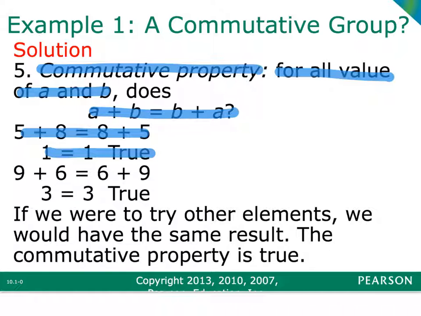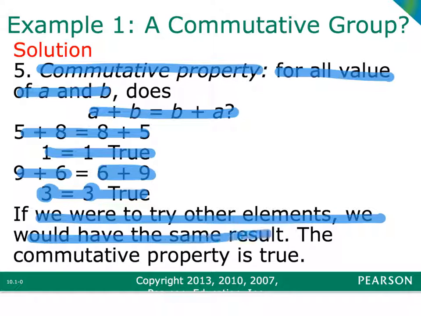That's true. Remember, we're doing clock arithmetic. 9 plus 6 is 15, minus 12 is 3 in clock arithmetic. 6 plus 9 is 15, minus 12 is 3 in clock arithmetic. So that's true, and if we were to try other elements, we would have the same result. So the commutative property is true. We're just looking at a couple examples, showing it by induction.